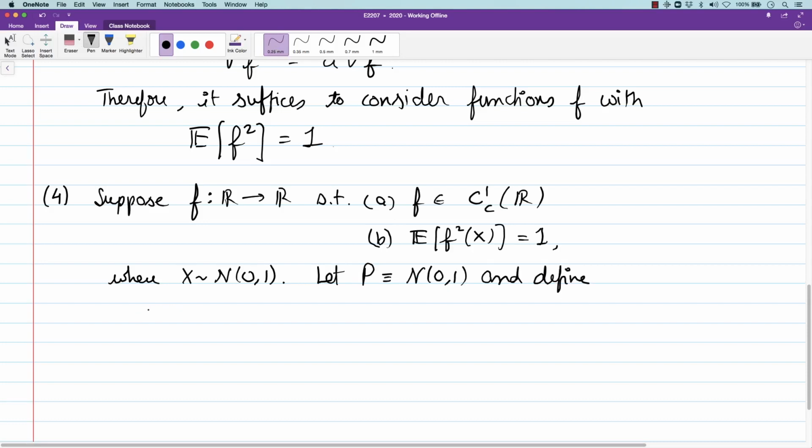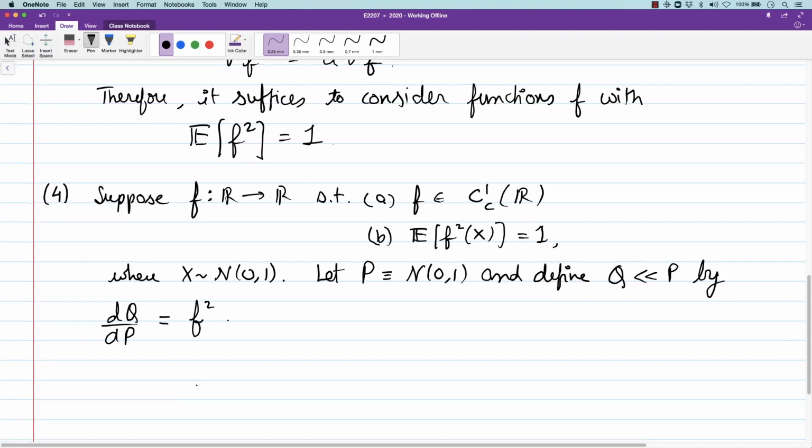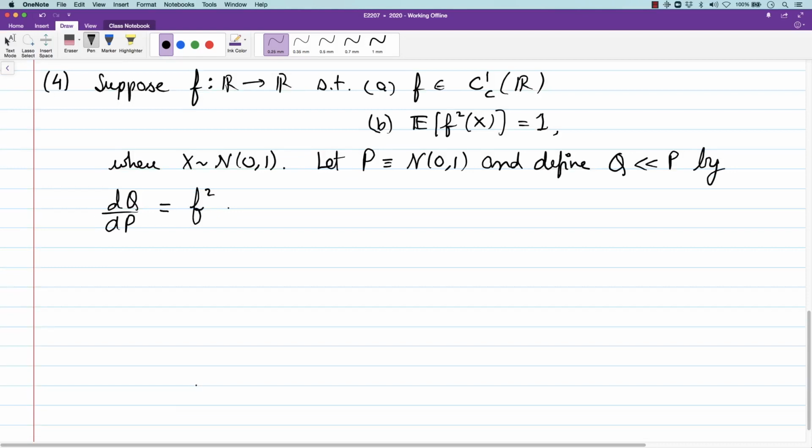Define q that has a density with respect to p. Since it has a density with respect to p, we can just describe the density. The density is given by, let's say, f squared. Okay, that's the definition of q. So q is absolutely continuous with respect to p, and the density is the same as f squared. If you look at such a q, then, as we had seen earlier, the divergence between q and p is exactly equal to the entropy of f squared.